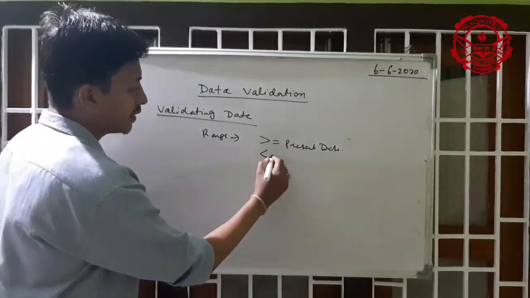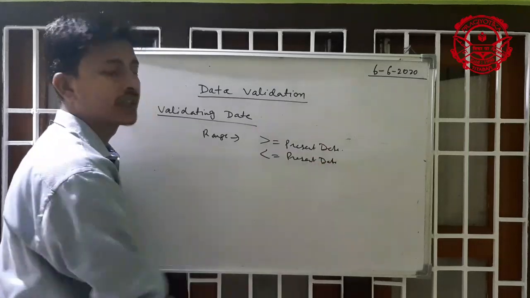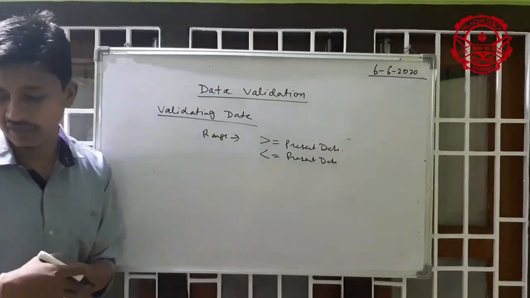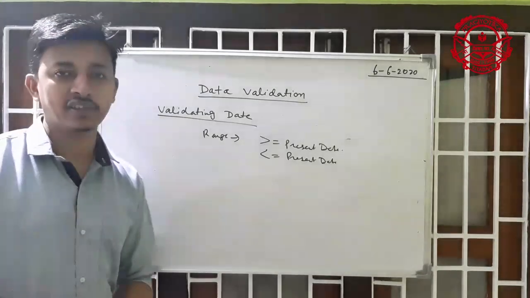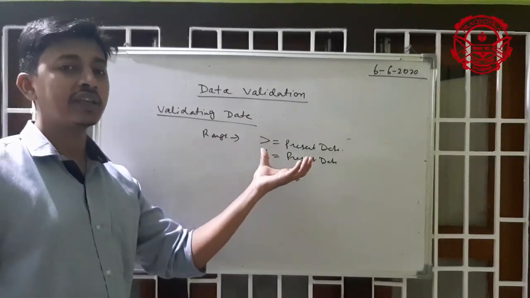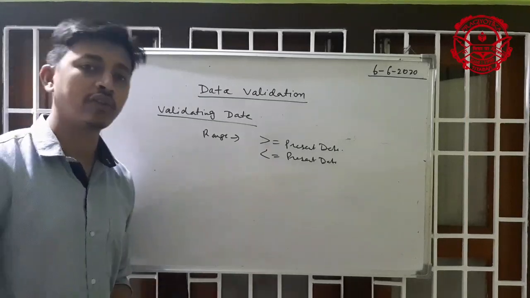Okay, or less than or equal to the present date. It is a range. The date should fall within a certain range. Validating the date means it checks whether the date falls in the range or not. So that's why we are going to validate the date also.